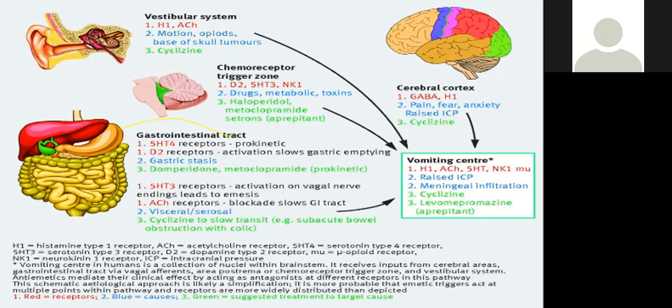Then they all come to the vomiting center. And in the vomiting center, you've got further receptors like H1, acetylcholine, 5-HT, NK1, and mu. The causes directly on the vomiting center, you can have raised ICP, meningeal infiltration. The drugs are cyclizine and levomepromazine. Levomepromazine, I don't think is available in India, but that is a broad spectrum anti-emetic that we use in the UK. It covers all the receptors. And aprepitant for the NK1.